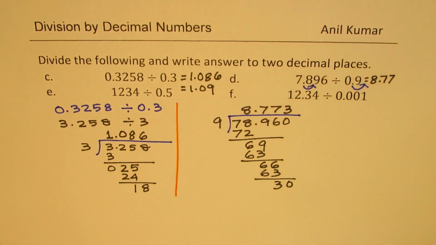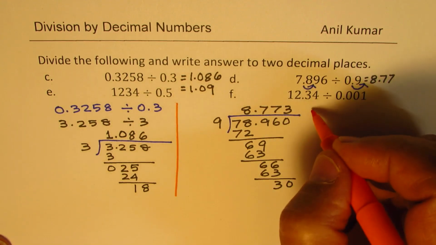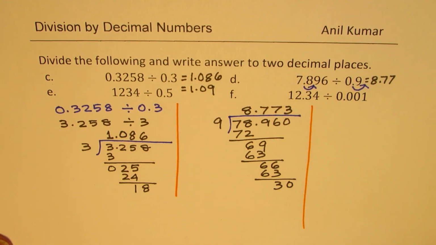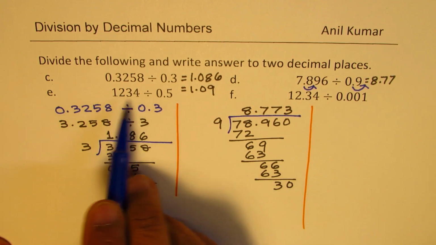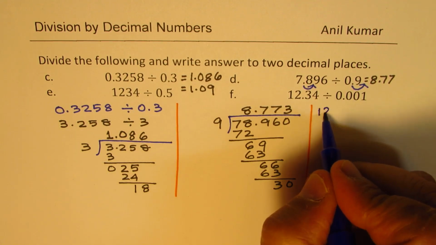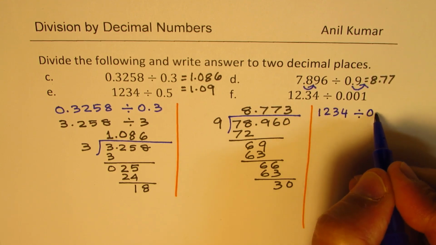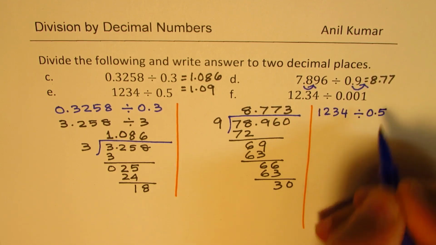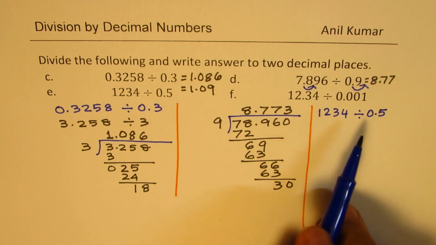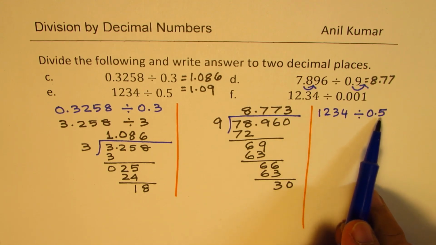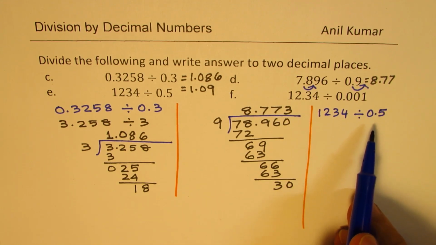Is that clear to you? Correct? So that is how we are going to do it. Now let's take E and F. Okay. Now E is 1, 2, 3, 4 divided by 0.5. Correct? Now, whenever you have numbers like 0.5 and 0.2, sometimes you can do a quick division.